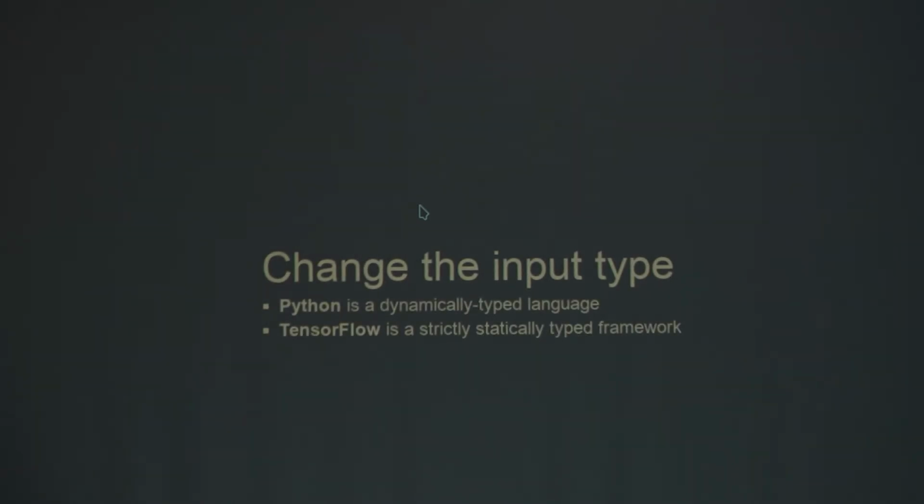Okay, this is another test. The test is what happens when we change the input type of a tf function decorated function. So, why do we have to do this kind of test? Because of course, Python is a dynamically typed language. For instance, we can define a function that accepts a parameter. It can be a string, it can be an integer, it can be everything.